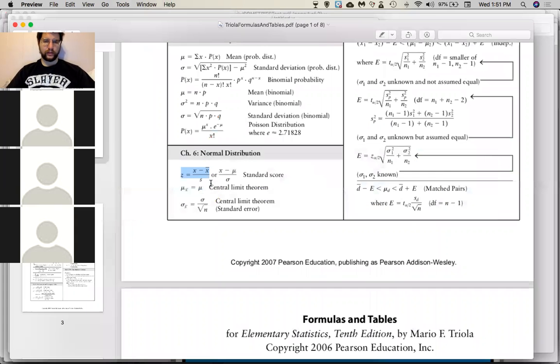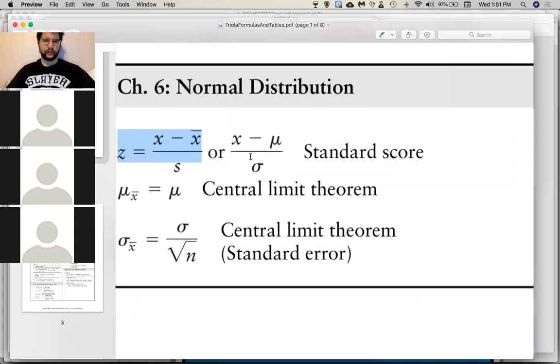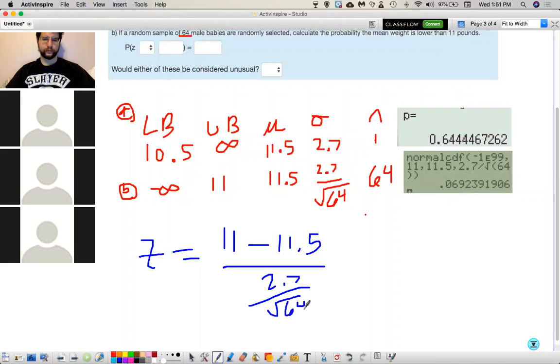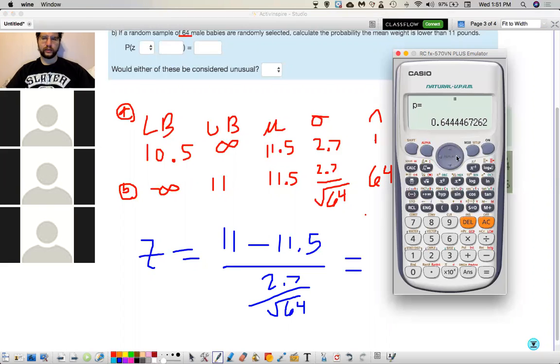So this is the formula you use, x minus mu over sigma. But since we have to use the central limit theorem, we're going to divide that sigma by square root of n. So z equals x, 11, minus mu over 2.7 over square root of 64. So once we convert that to a z-score, we're just going to look that up on the chart.